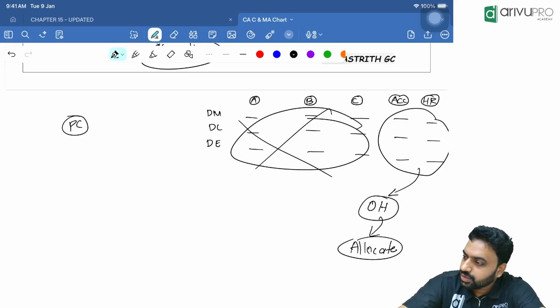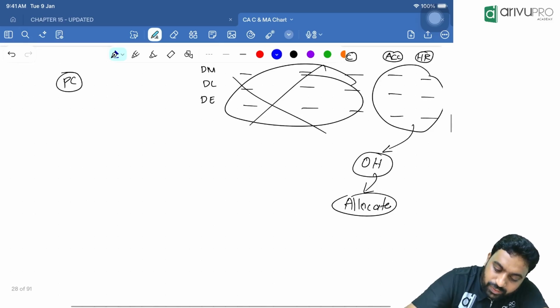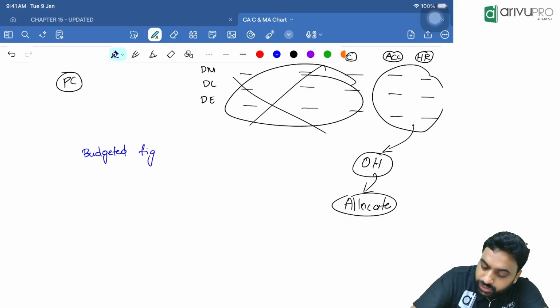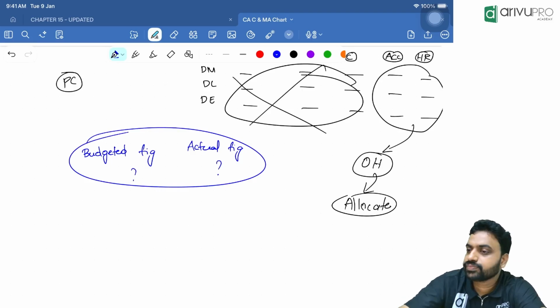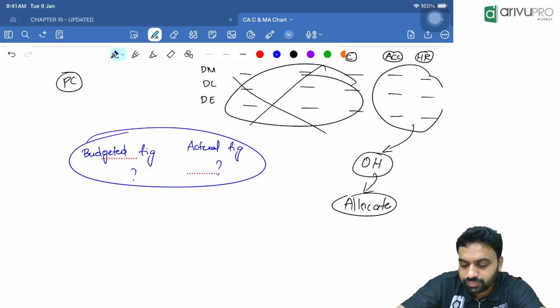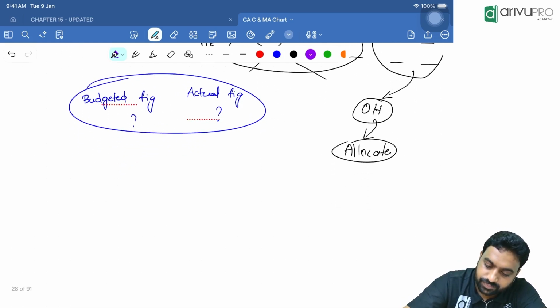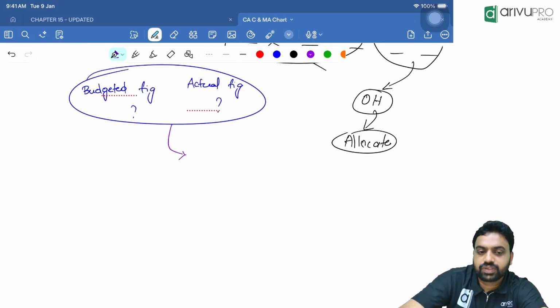Then, now we discussed about all these things. Now, tell me one thing. Do we take the budgeted figures into consideration or do we take the actual figures into consideration? Budgeted figures, why? Because when we quote the price to the customer, we will not know what actual.